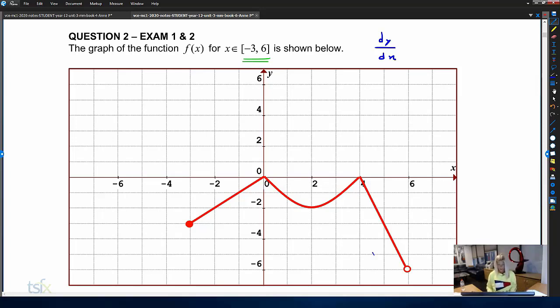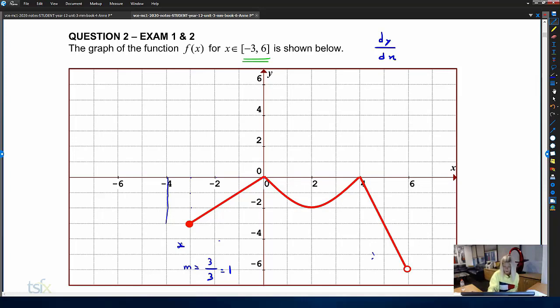So with the leftmost bit and the rightmost bit, they're both linear, so they both only have a constant gradient. And we can actually determine it because we have a scale here. So let's look at the leftmost bit and find its gradient. It rises 1, 2, 3 for a run of, rather, 3. I counted wrong the first time. So we rise 1, 2, 3 units for a run of 1, 2, 3 units. So rise 3, run 3, it's a positive gradient. The gradient is 1. So for that region between -3 and 0, there's a constant gradient of 1.